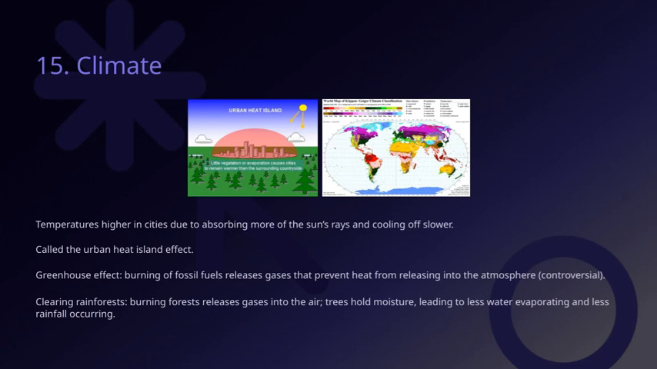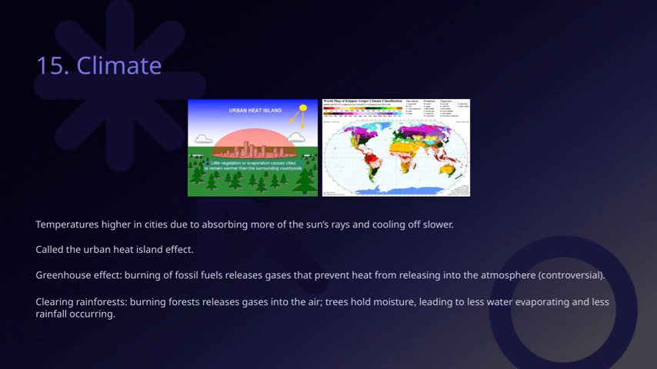Let's talk about the impact of clearing rainforests. When forests are burned, they release gases into the air, which can contribute to climate change. Plus, trees play a crucial role in holding moisture, so when they're gone, there's less water evaporating into the atmosphere, leading to reduced rainfall. This creates a sort of cycle that can worsen droughts and impact ecosystems.